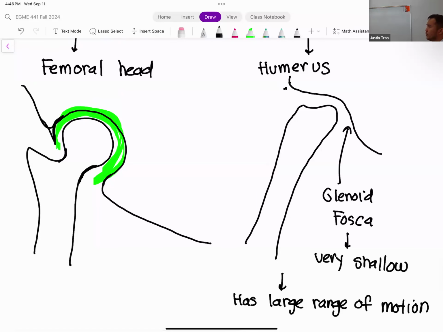The shoulder might be the joint with the largest range of motion. Yeah, I can't think of a joint that has more. All right, any questions on this?